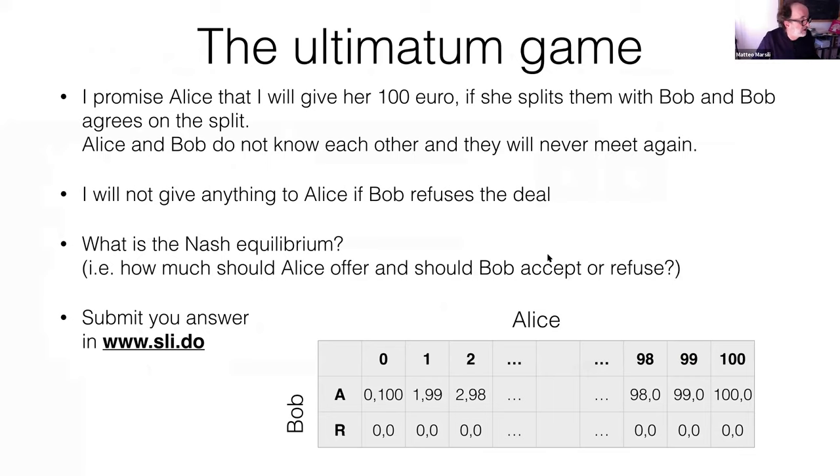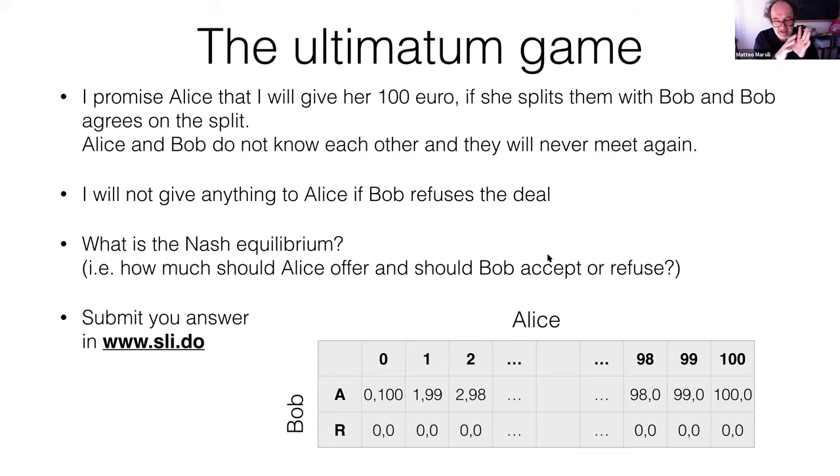And this brings me to the issue of morality. The ultimatum game is as follows. There are two people, Alice and Bob. Alice has the possibility to get 100 euros, and the choice she has to make is to give an amount of this to Bob. Now Bob can decide either to accept or to refuse. If Bob refuses, they will both get nothing. But if Bob accepts, he will get what Alice gives him, and Alice will keep the rest.